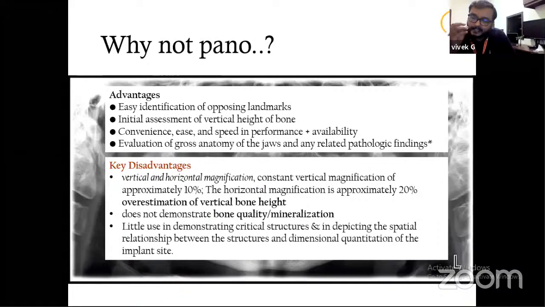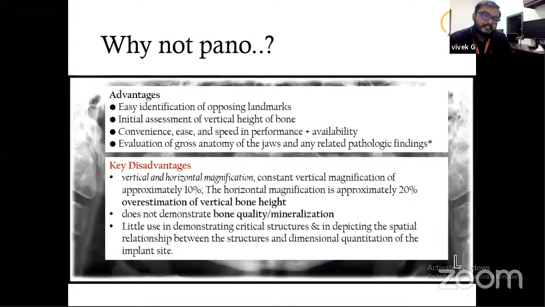But there are certain inherent disadvantages. There are vertical and horizontal magnification errors that are inherent, because basically this panoramic radiograph happens with a slight tilt, negative angulation, and so there is a vertical magnification of around 10% that is inherent. Even if you get a very good panoramic radiograph, there will be some vertical magnification, and a horizontal magnification would also be there of about 20%. So this could lead to overestimation or underestimation of vertical and horizontal bone height and width, and it does not give you much input about bone quality, the mineralization of the bone.